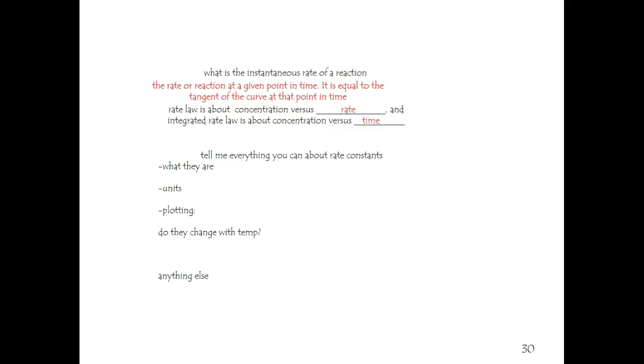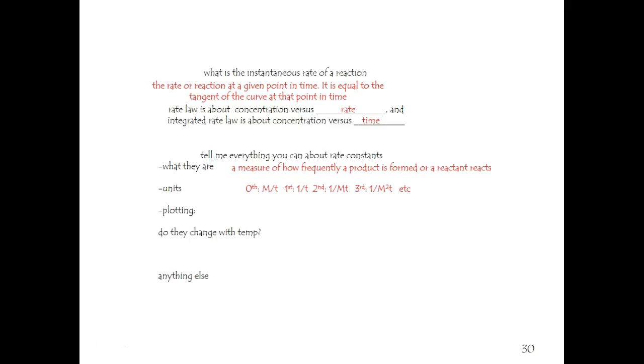Tell me everything you can about rate constants. What is a rate constant? That value K, right? It's a measure of how frequently a product is formed or reactant reacts. That makes sense. What are the units? Well, it depends on what order you're talking about.